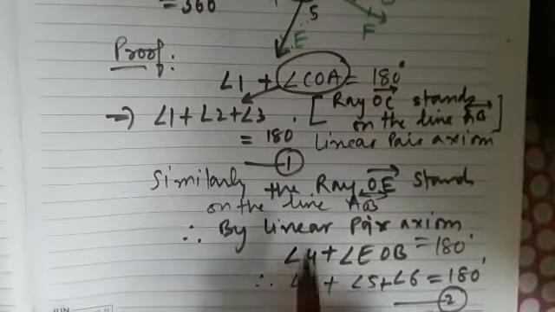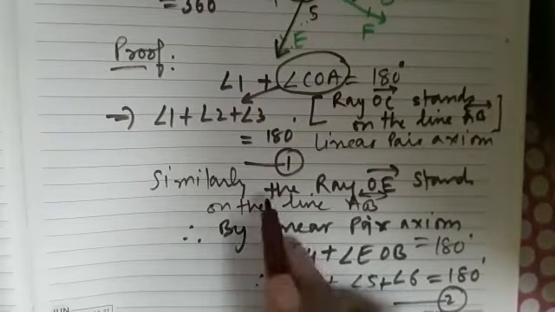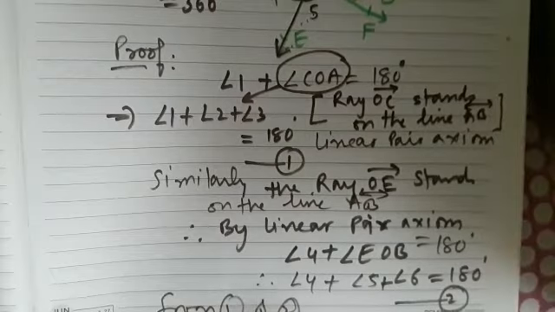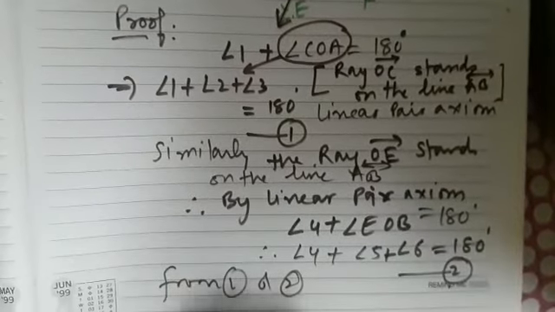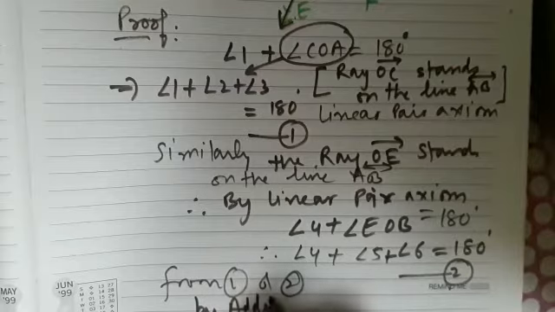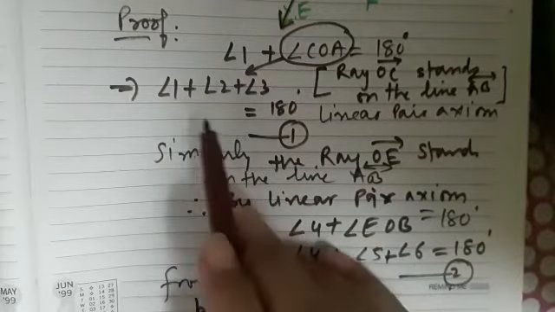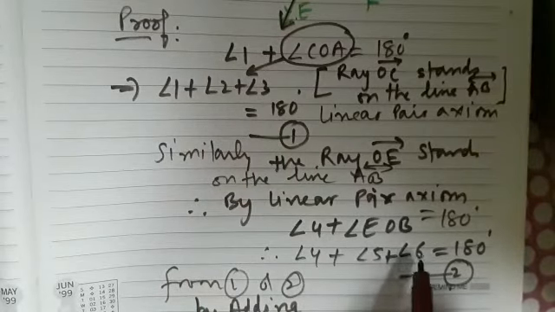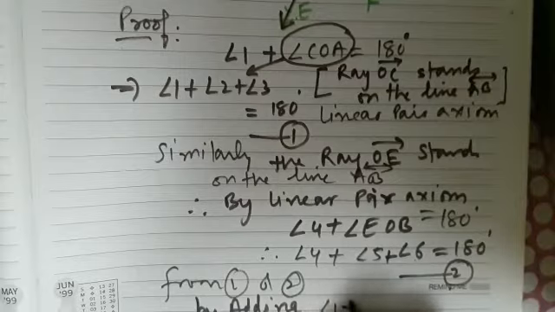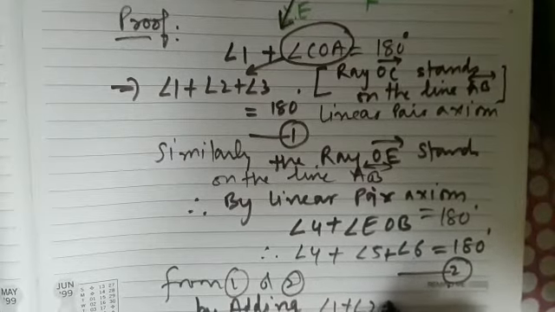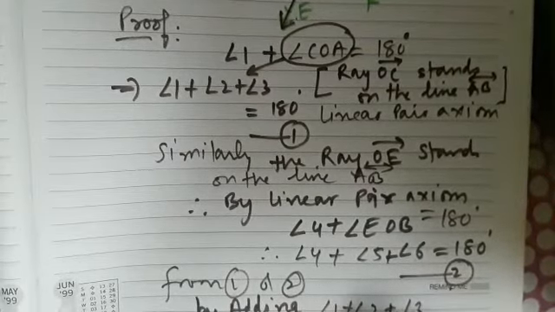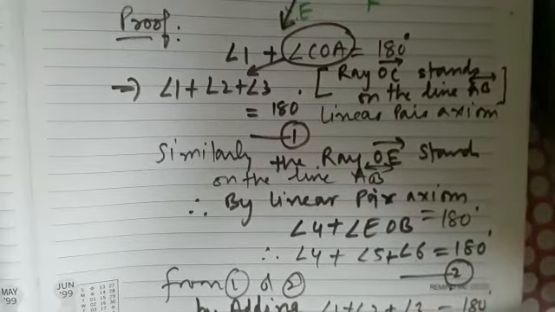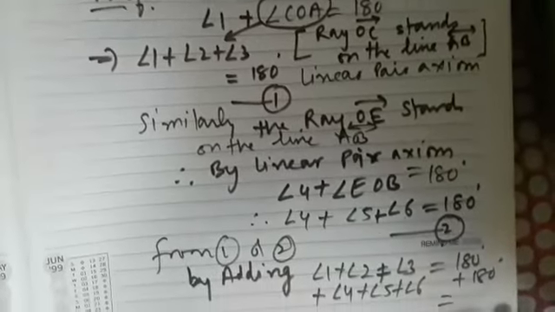Now observe relation 1 and this equation number 2. From 1 and 2, what we are going to do? From 1 and 2, if we add them, by adding, what do we get? Yes, angle 1 plus angle 2 plus angle 3 plus angle 4 plus angle 5 plus angle 6 equals 180 plus 180. Now you tell me what is the answer? Very good. 180 plus 180 is 360 degrees.